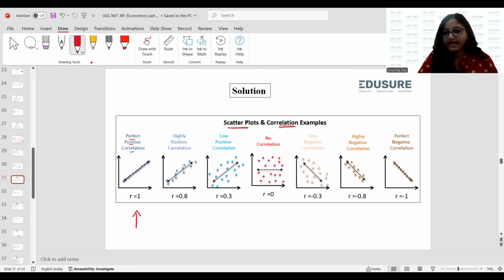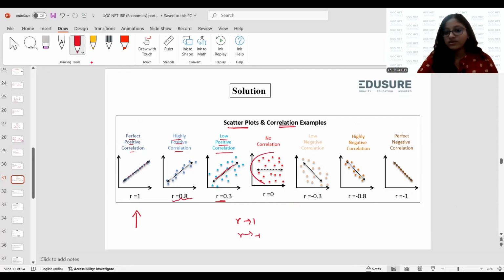Then, if there is slight divergence from this line, you will have highly positive correlation, if not perfectly, for example very close to 0.8, close to 1 basically. Then if they are very much scattered, they are going from left to right, but there are distances between this regression line and the data points, then you have low positive correlation. For example, it is very close to 0. So basically, the closer you are to +1, the more positive the correlation. The closer you are to -1, the more negative the correlation.